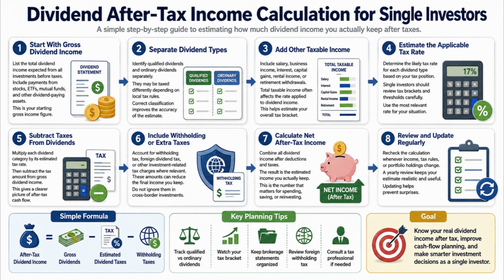Next, calculate net after-tax income. This is done by combining all dividend income and then subtracting estimated dividend taxes and withholding taxes. The result is the amount the investor actually keeps. This is the number that matters for spending, saving, reinvesting, or planning monthly cash flow.